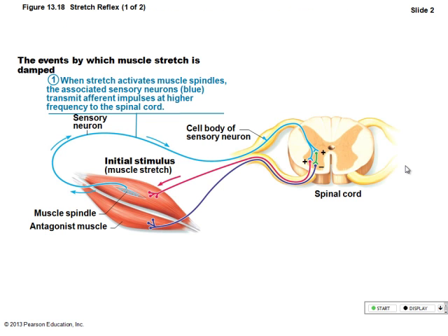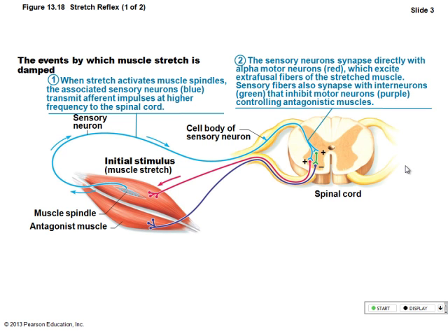We see some of the events that occur in these stretch reflexes on page 516 under the focus, figure 13.18. So, when stretch activates the spindle, we send messages to the spinal cord. Sensory neurons are going to synapse directly with those who? In this case, who do they synapse directly with in this particular reflex?